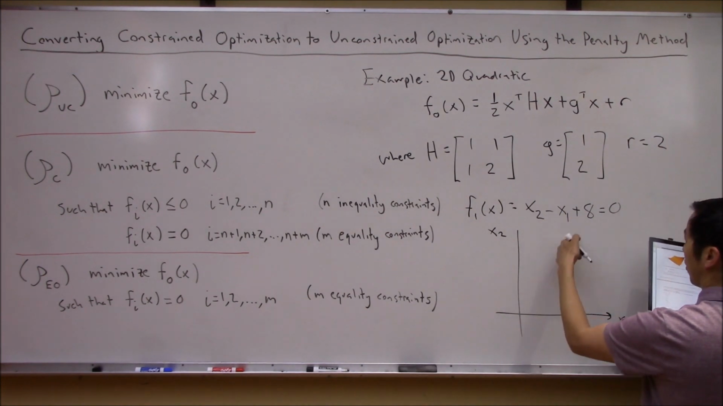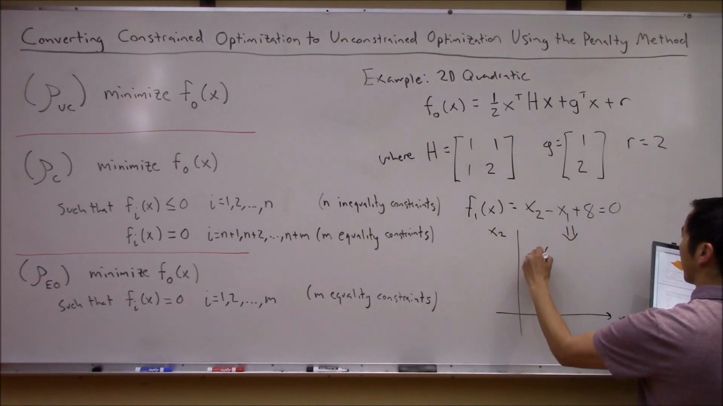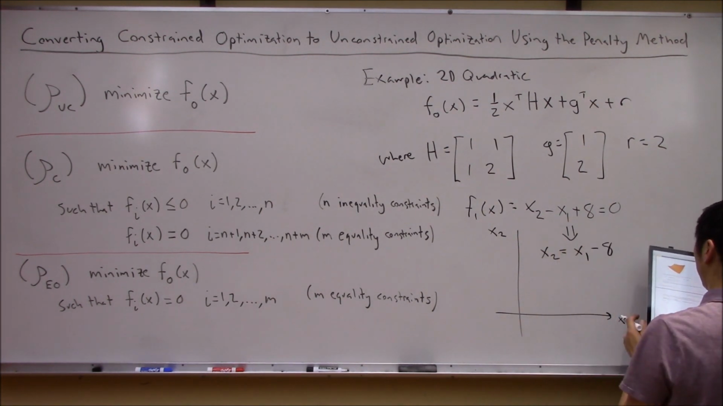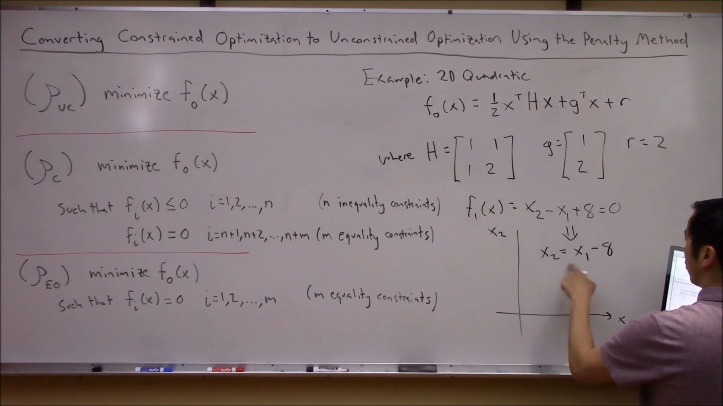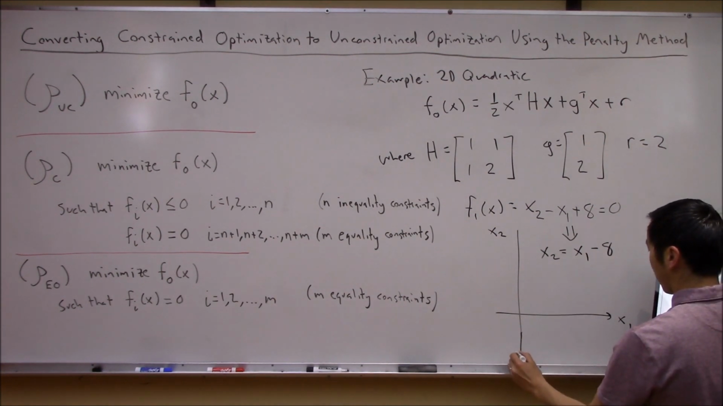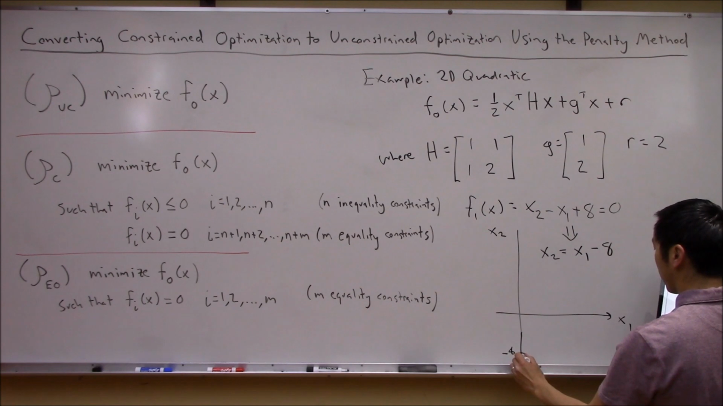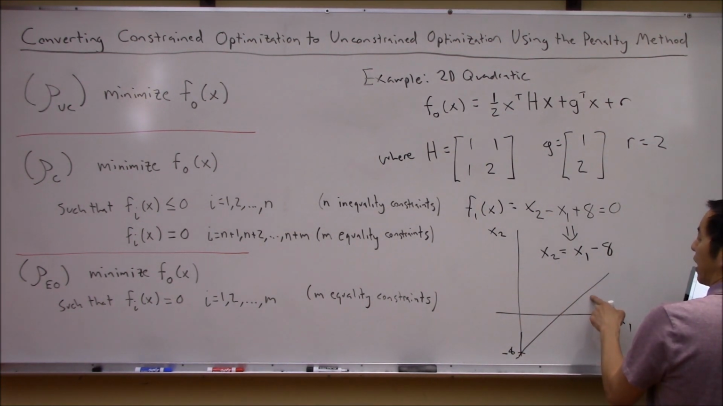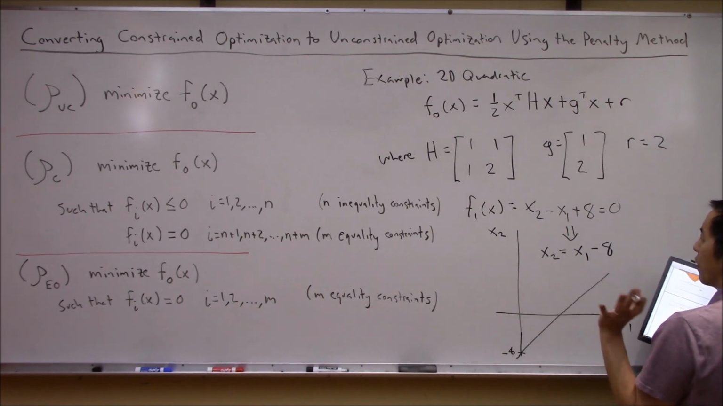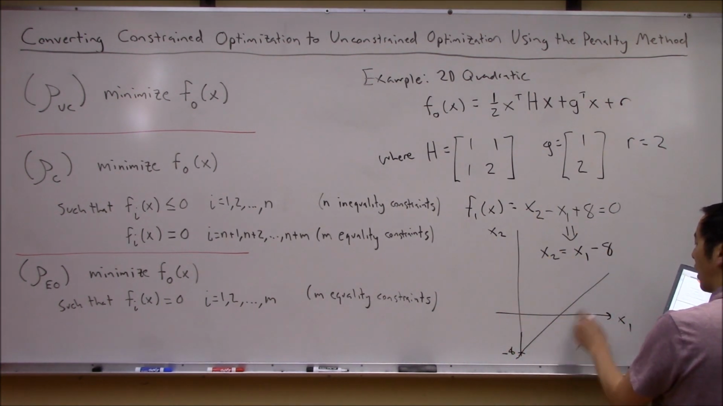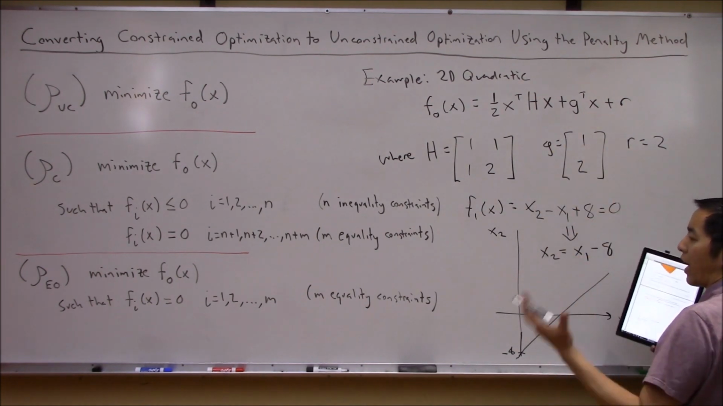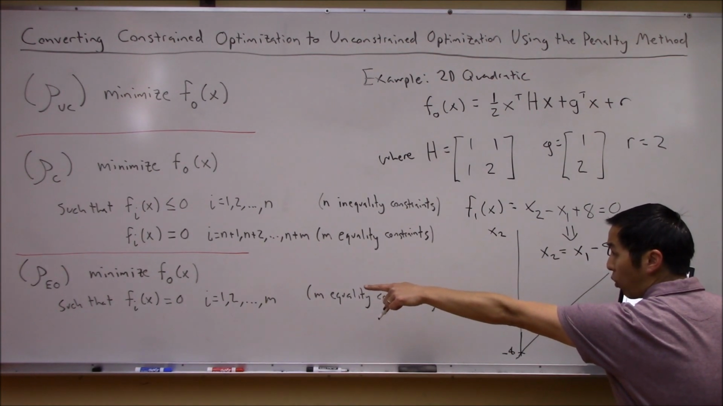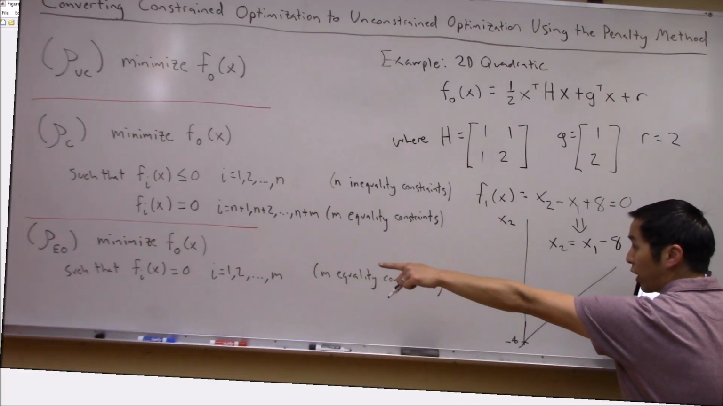It's pretty easy. If you solve this for x2, you can basically say that x2 has got to equal x1 minus 8. So x2 has an intercept of minus 8 and then a positive slope, something like this. So it's got to lie along this line. Tell you what, let's run over to MATLAB and visualize this picture. We'll visualize the constraint and the objective function and get a better understanding of what we're really asking for in this equality constraint only problem.